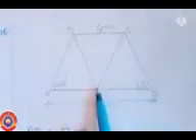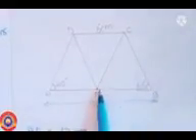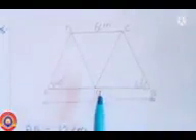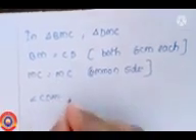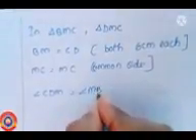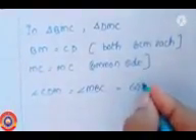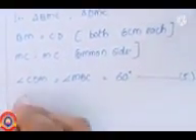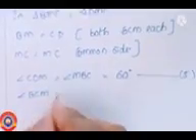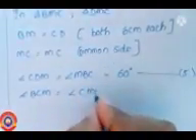Then angle CDM is equal to angle MBC. So the alternate angles are equal. Then angle BCM is equal to angle CMD. Here also the alternate angles are equal. So we can write it as angle CDM is equal to angle MBC, which is equal to 60 degrees. Put equation number 5. Then angle BCM is equal to angle CMD.